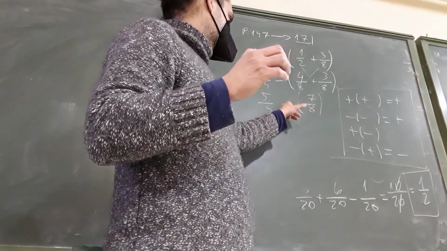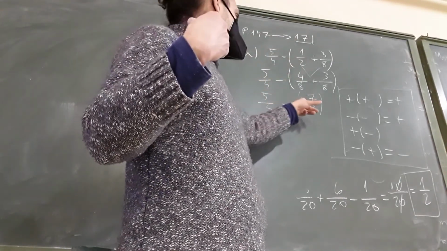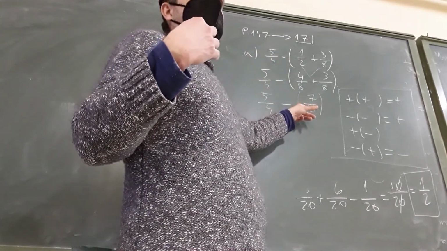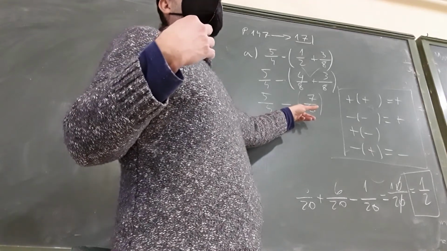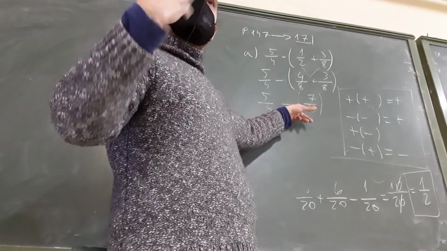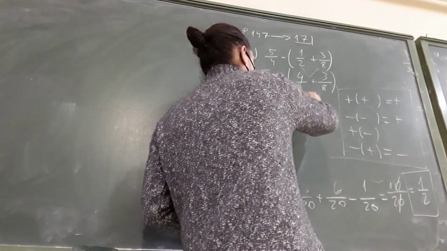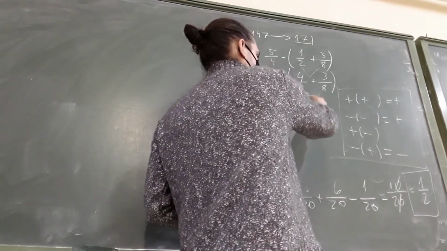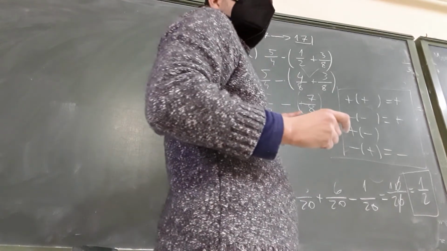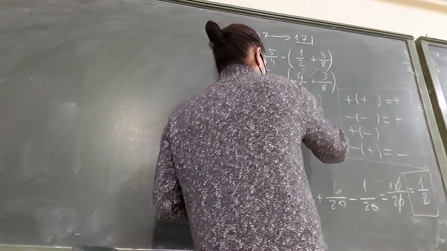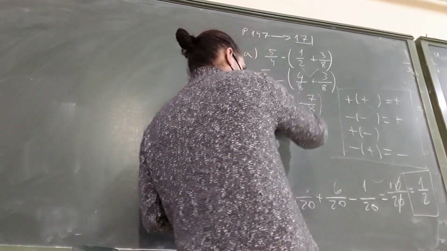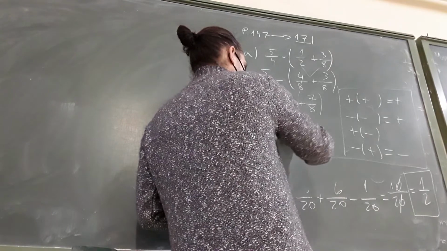What about this case? The sign out is negative. What about the sign in? It's positive. If we have one sign missing, it means it's a positive sign. So negative, positive 7 eighths is going to become negative 7 eighths. And bring down the previous part, 5 quarters.